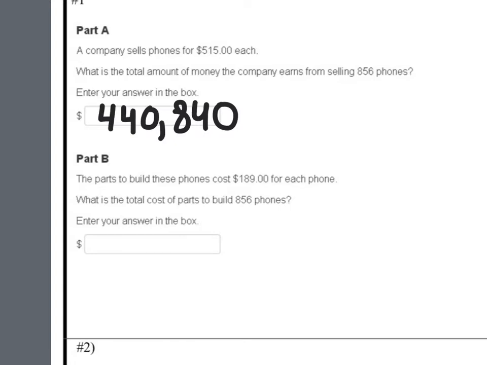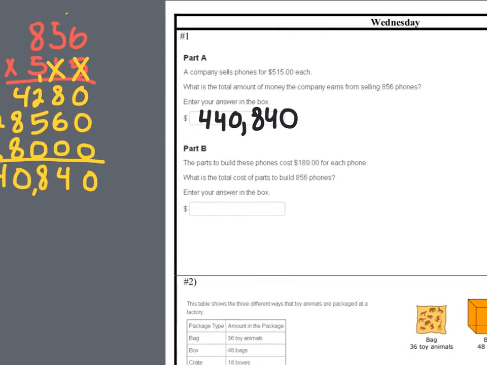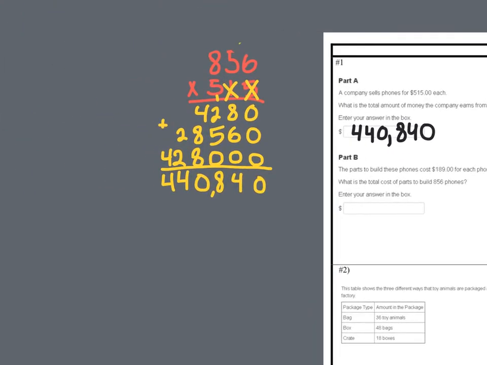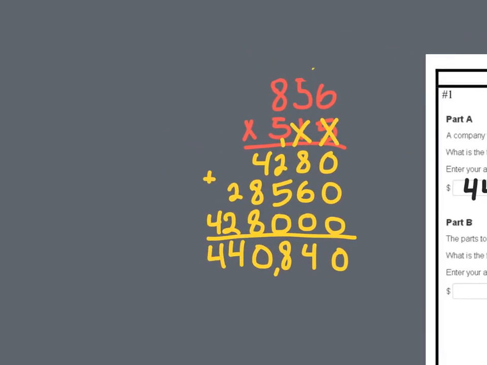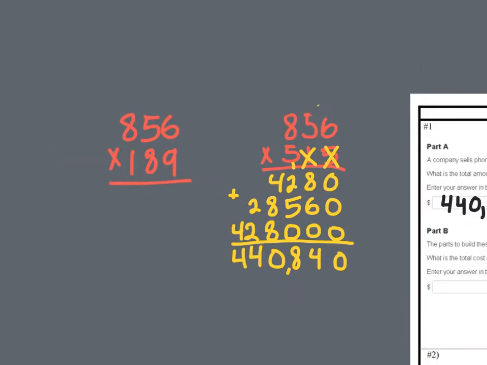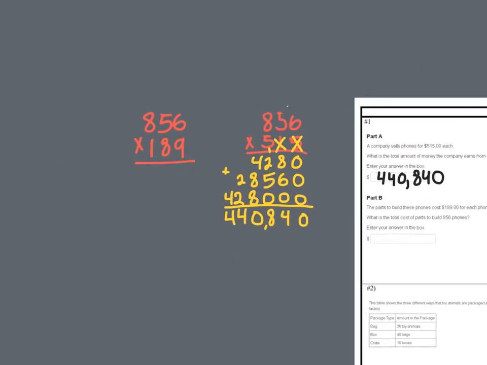For part B, it says the parts to build these phones cost $189 for each phone. What is the total cost of parts to build 856 phones? So pretty much the same thing. It costs $189, so we'll do 856 phones. Each one costs $189. So now we multiply by 189. And let's go and get started with that.